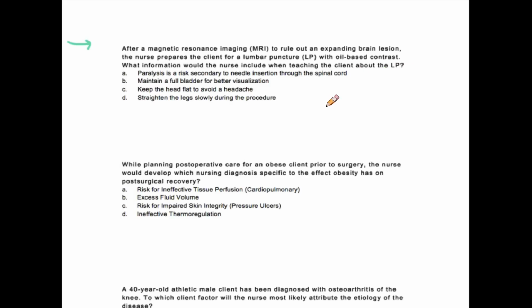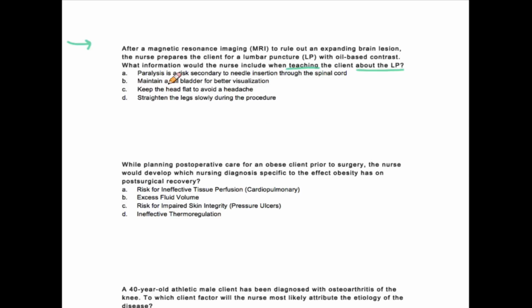Now, what I always suggest is when you're reading NCLEX style questions, read it twice. Read it the first time just as a whole, and then the second time, go back and figure out, what is this question asking me? So essentially, we're looking for teaching about the LP. The client is having a lumbar puncture, so what's the teaching we're going to do for the LP?